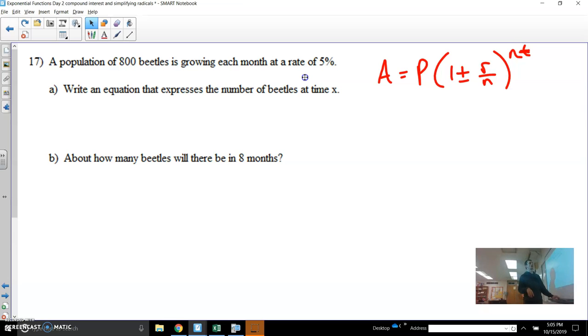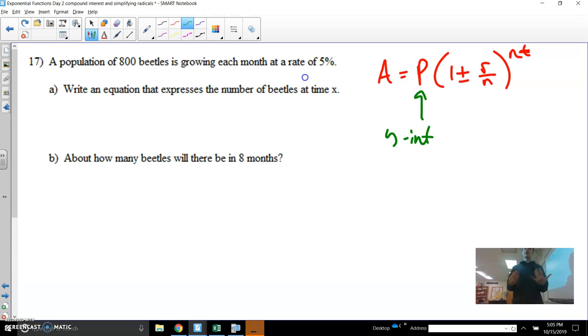So I introduced this formula today where I talked about P being the principal. It's also the y-intercept or the initial value, whatever you start with. And it really sounds like that started at 800. So 800 is my P value, if you will. And then it says I am growing at a rate of 5%.